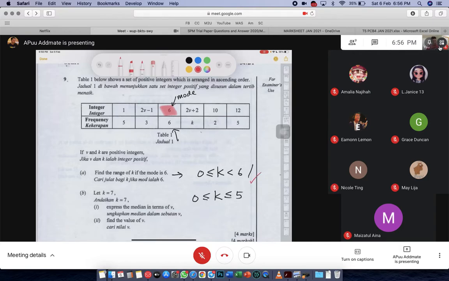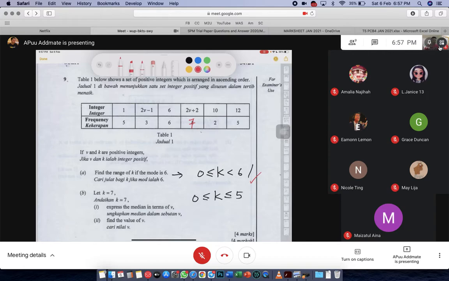Let us look at question B. Let k equals to 7. So maksudnya soalan kata, anggaplah k tu sama dengan 7. Tak bermaksud soalan B tu ada kaitan dengan A ya. Soalan B tak ada kaitan dengan A sekarang, right? So soalan B kata, andaikan k equals to 7. So now, you have a 7 here. Question asks you to find the median in terms of v.